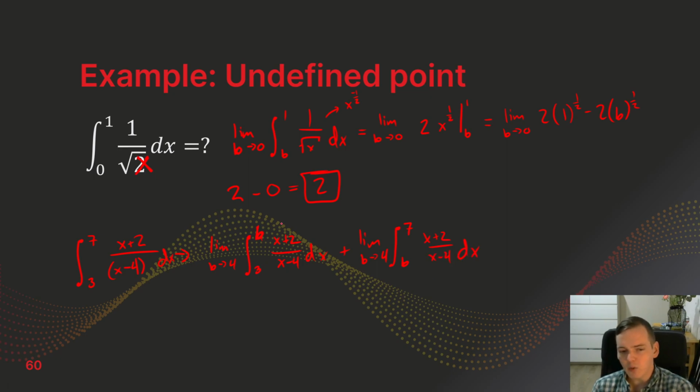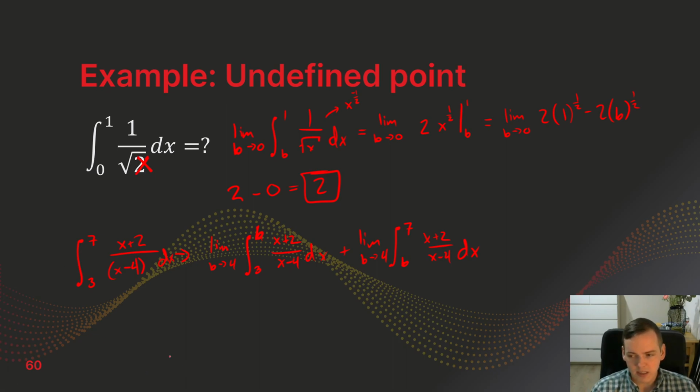So again, we had to replace the problem, which was at x equals 4. So we replaced it with a b. But because it was in the middle of our integral, we had to actually split it into two individual ones. The integral from 3 to b and then b to 7 is the same as just the integral from 3 to 7. But we just can't evaluate that individually.